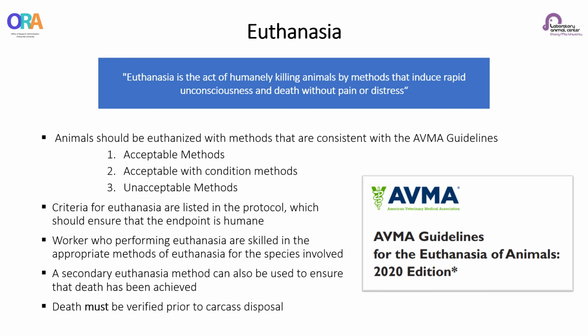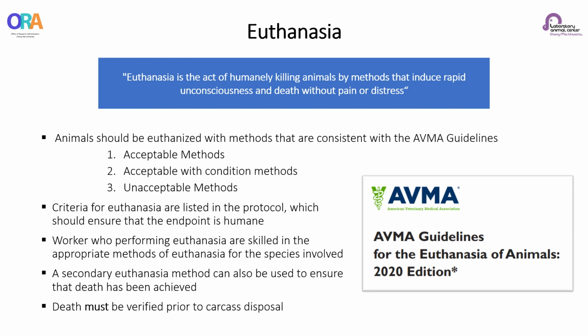The criteria for euthanasia are listed in the protocol, which should ensure that the endpoint is humane and, whenever possible, allow specific objectives to be accomplished. Animal distress should be avoided when euthanasia is performed. Fetuses and larvae should receive special consideration during euthanasia, depending on species and gestational age. Agents used for euthanasia should be appropriate for the species, age, and objectives of the protocol.